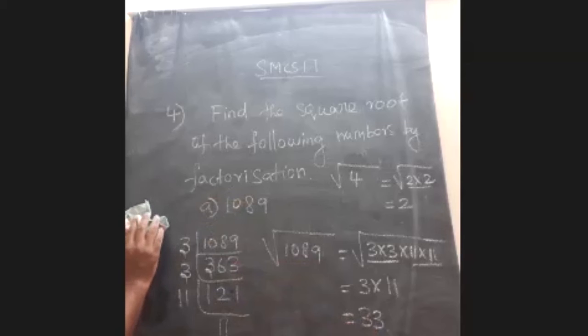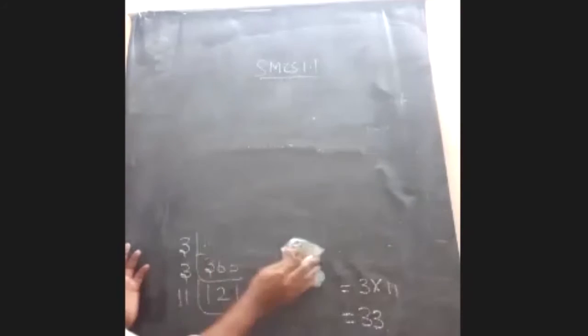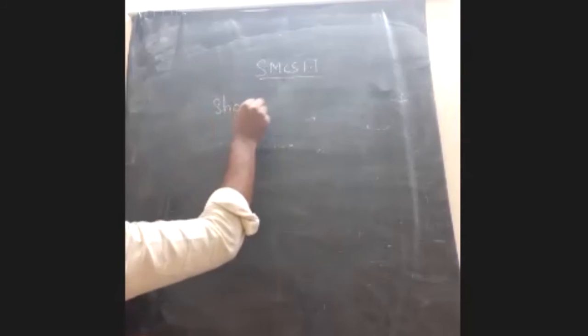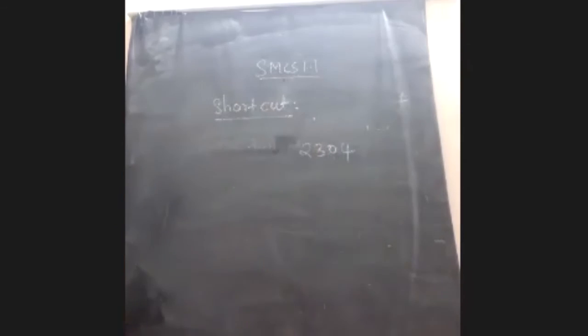So let me run the board now. Suppose a particular number is 2304. Now I have to find out the square root of 2304.